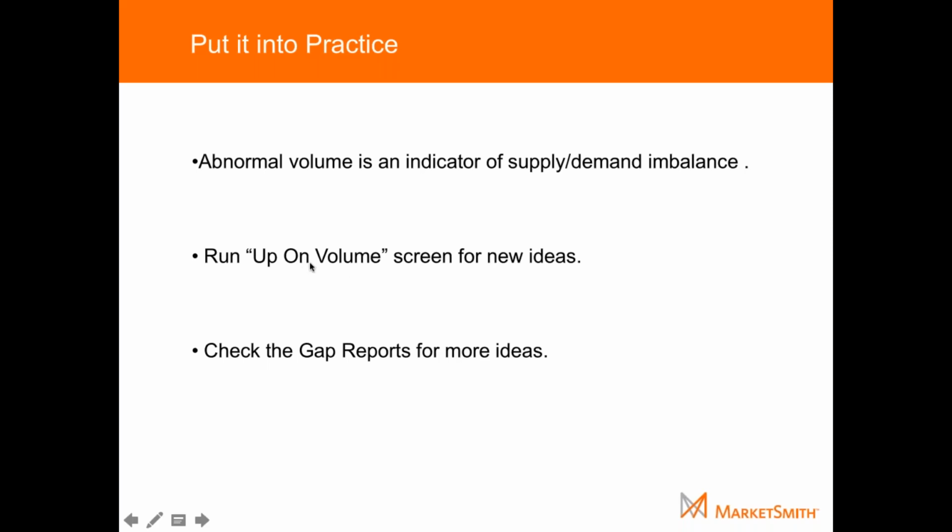Run up on volume screens for new ideas. So again, I don't think you have to get too crazy with your screening. Go through your normal screens, Breaking Out Today, Near Pivot, Up on Volume, and just start to pay more attention to these volume patterns that I'm mentioning today. And then the gap up report for more ideas. For gap ups, I would say that's a little bit more advanced, so be careful with those. Those stocks can be a little bit more volatile on those gap ups. So just something to keep in mind.